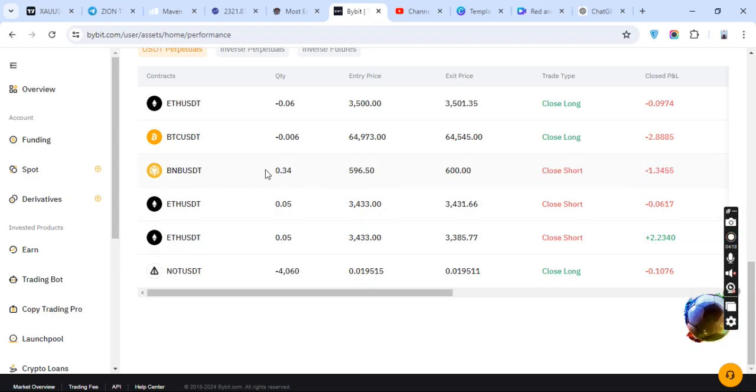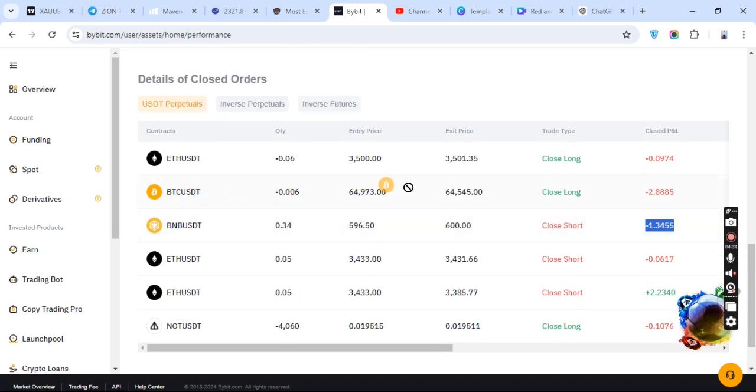I had already moved my stop loss, reducing it to 50%. That's why you can see it's only minus 2.1 point something dollars here.